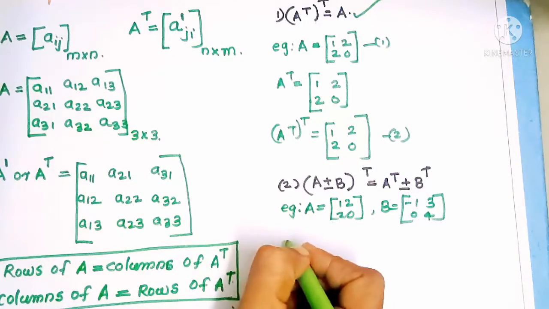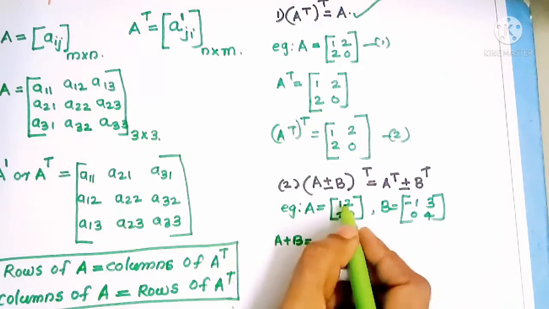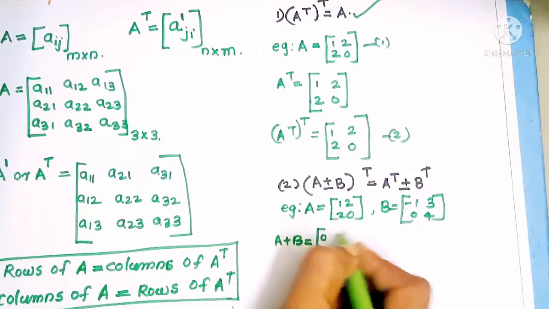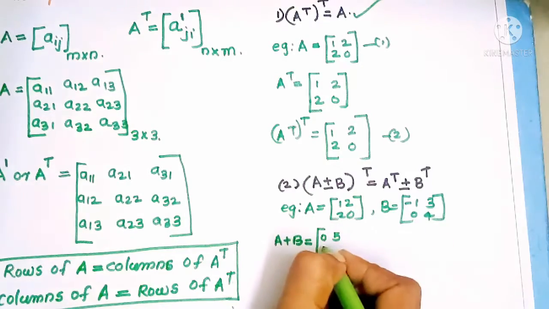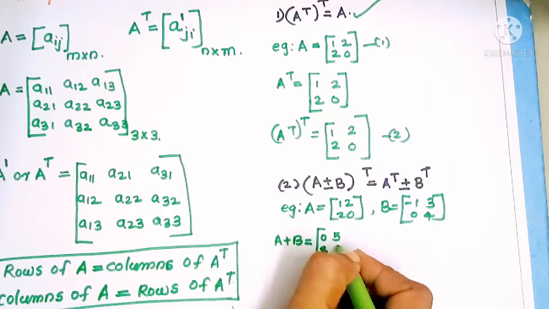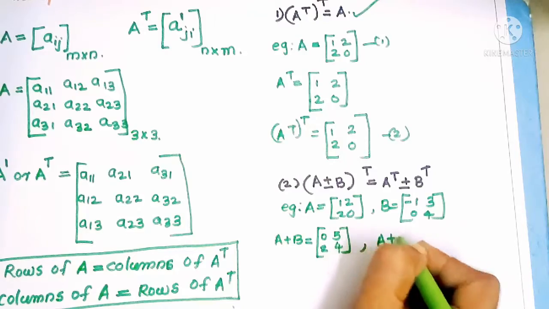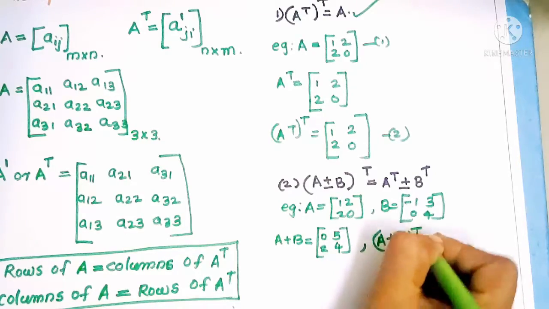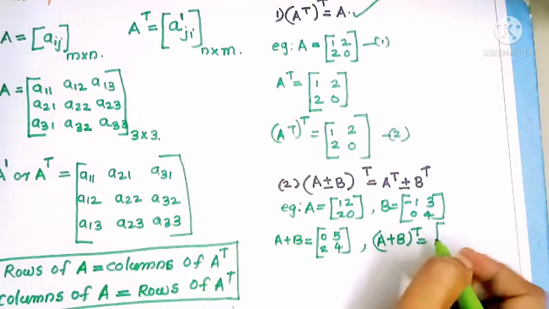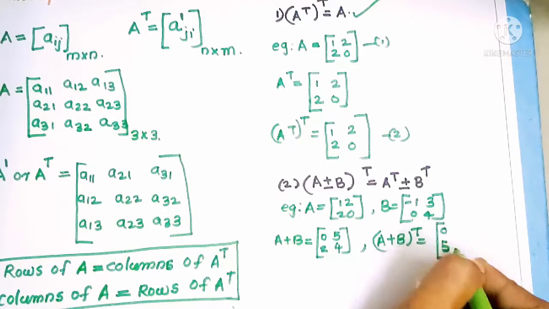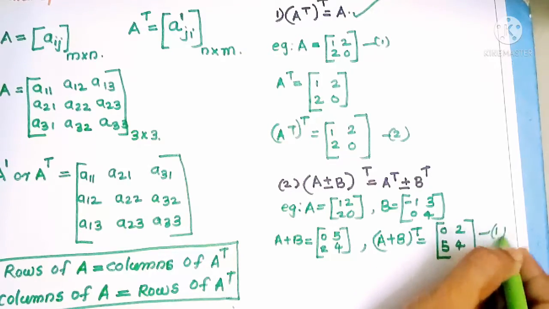First A plus B. What is A plus B? Adding corresponding elements: 1 minus 1 is 0, 2 plus 3 is 5, 2 plus 0 is 2, 4 plus 0 is 4. Then find (A plus B) the whole transpose: the first row 0, 5 becomes a column, then 2, 4. This is equation number 1.